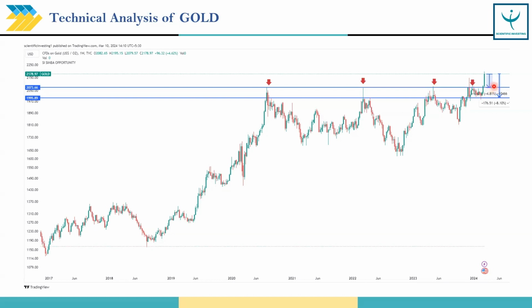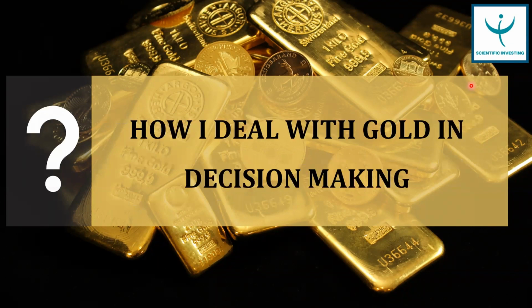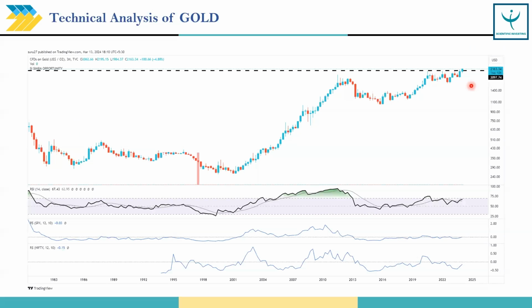So your support lies somewhere 5 to 8% away. So your stop loss, if you see on the weekly chart, 5 to 8% is your stop loss where it is away. So how do we deal with gold in the decision making?